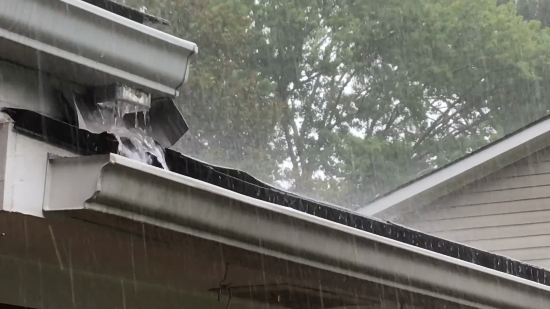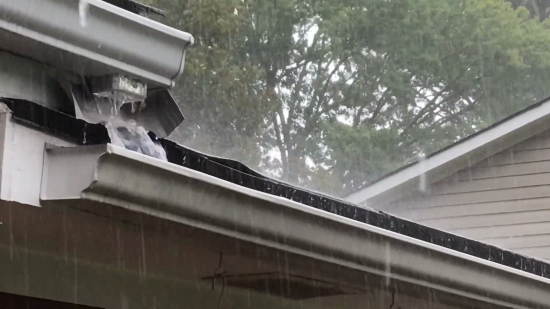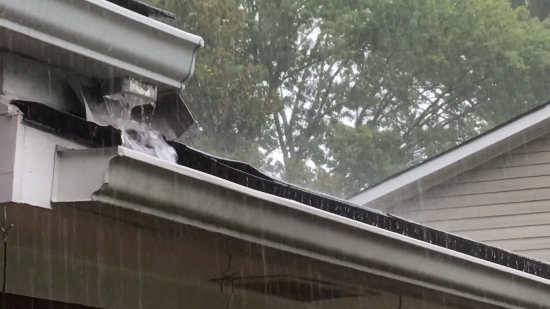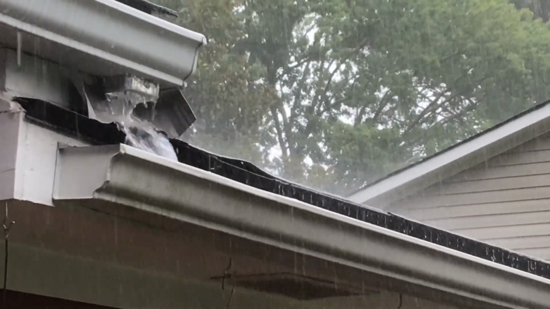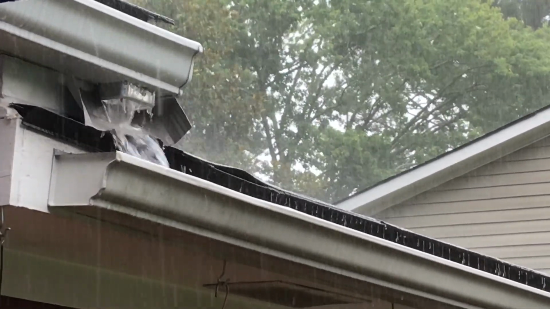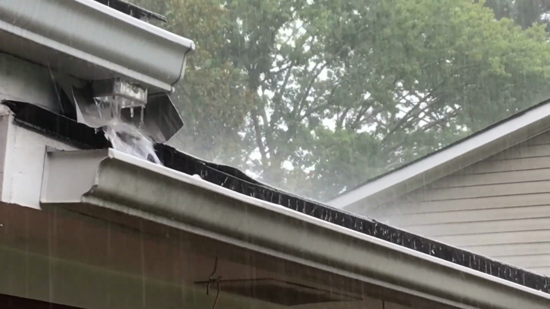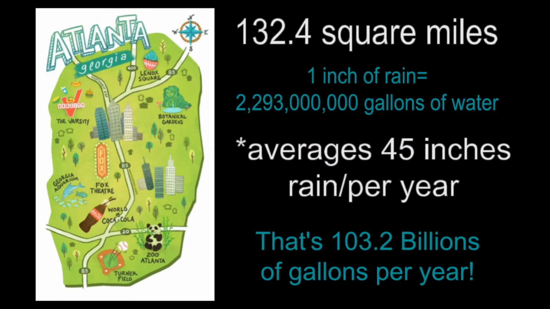So how much water does come down as rain? 1 inch of rain over 1 acre of land equals 27,154 gallons of water. So, to put it in perspective, in the city of Atlanta, which is 132.4 square miles, 1 inch of rain would be 2,293,000,000 gallons of water. And with an average of 45 inches a year, that is 103.2 billion gallons of water.